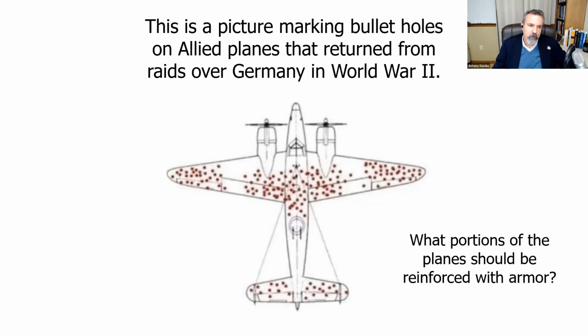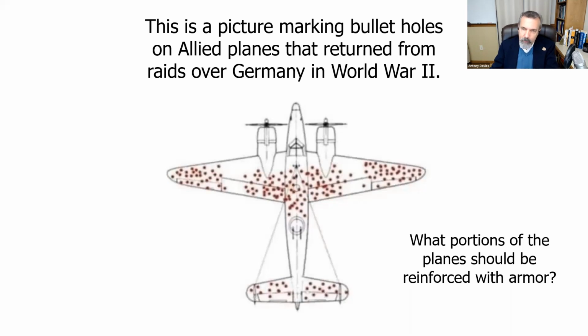And you look at that picture, you say, okay, what parts of the aircraft should I reinforce with armor? And your tendency is to say, well, we've got to reinforce the places where the holes are, because that's where the planes are getting shot. That's the wrong answer. That answer suffers from an observation bias. The planes that they observed were planes that came back from the bombing raids. The planes they weren't observing are the planes that got shot down.